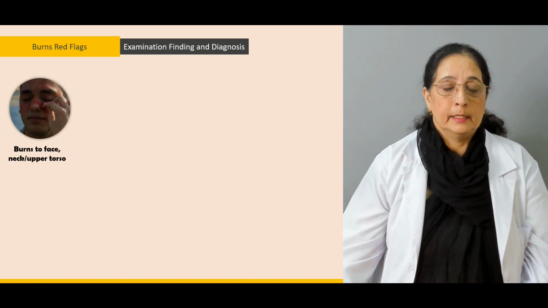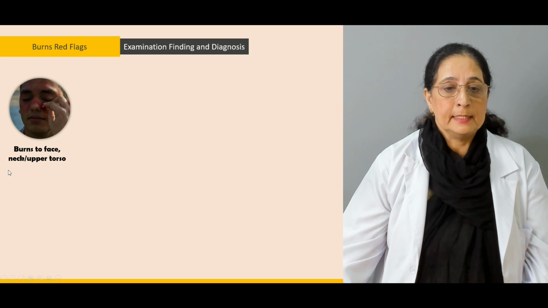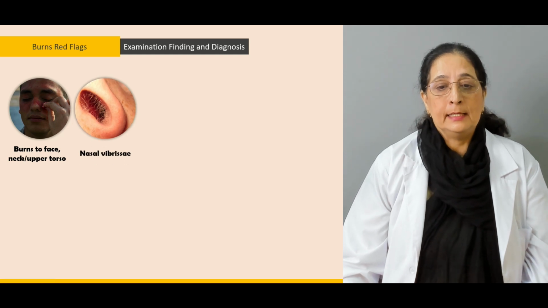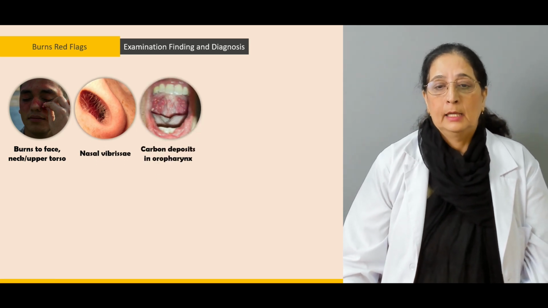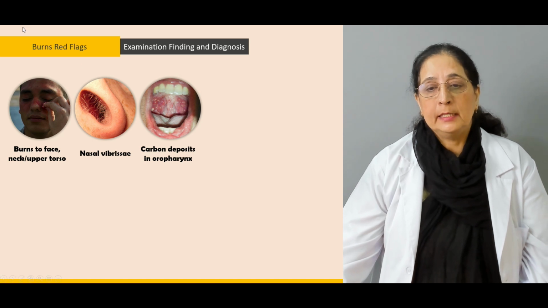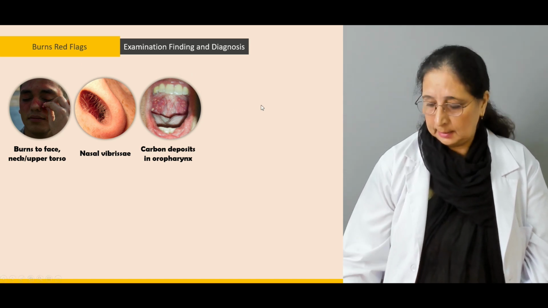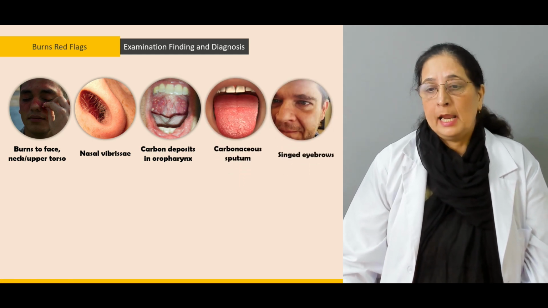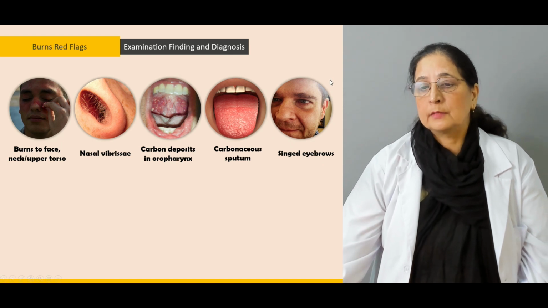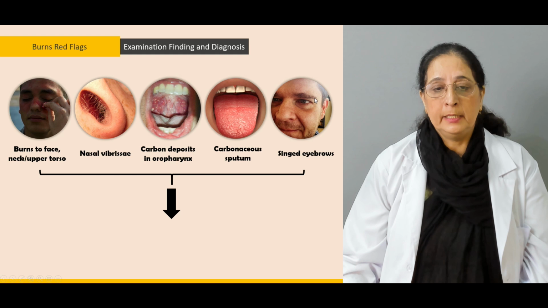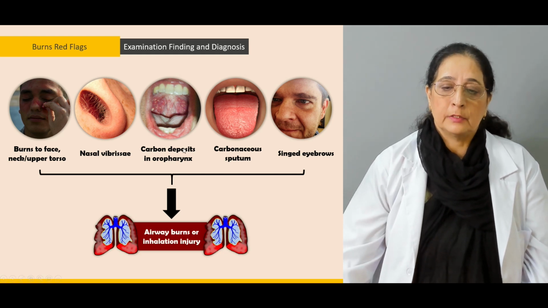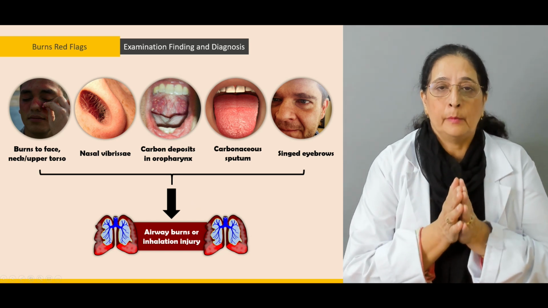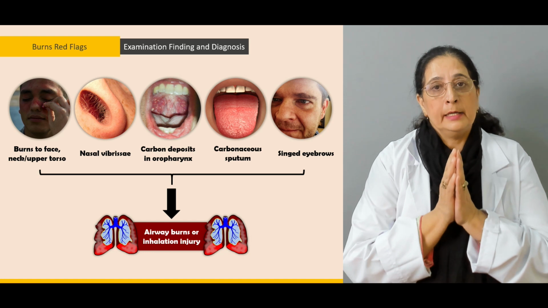If there are burns to the face, neck, upper torso, nasal vibrissae, carbon deposits in the oropharynx, as you can see, carbonaceous sputum, and singed eyebrows which are burned, it is usually due to airway burns or inhalation injuries. All these are common in airway or inhalation injury.